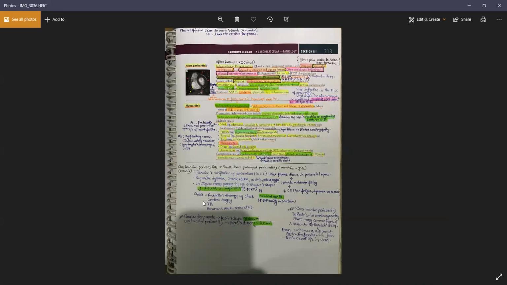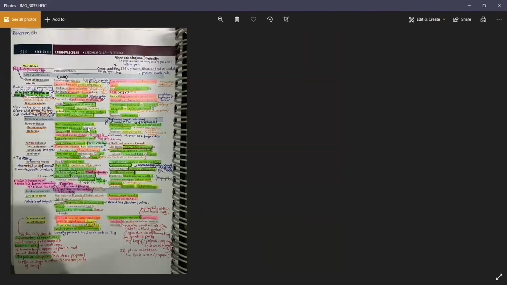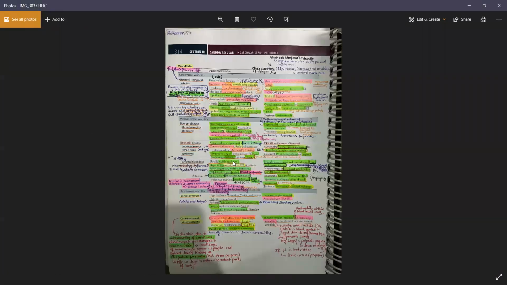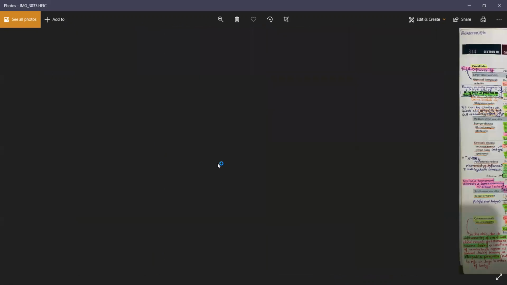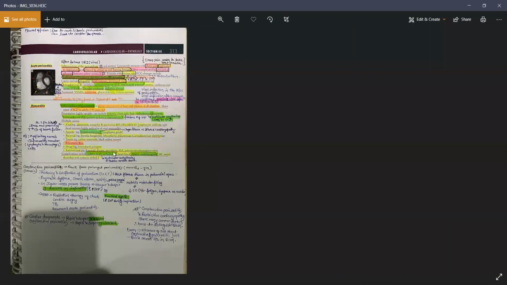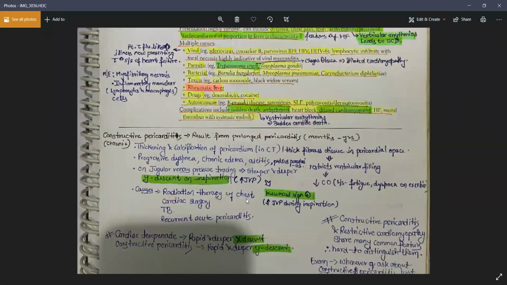Okay, then we study vasculitis, which is the inflammation of the vessels. We have discussed the inflammation of the heart: endocardium inflammation, pericardium inflammation, myocardium inflammation. One more thing we forgot to discuss is constrictive pericarditis. We have discussed acute pericarditis, but in case of chronic inflammation of the pericardium, you can have constrictive pericarditis.